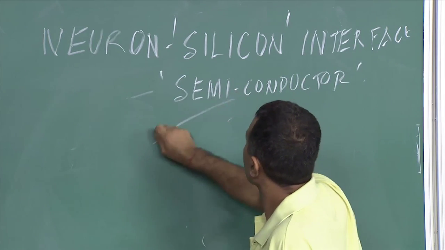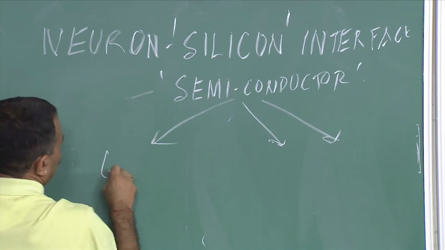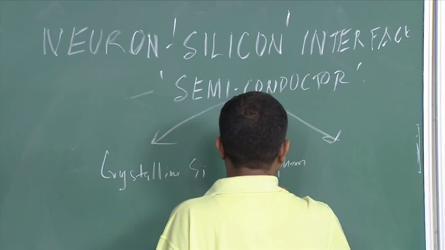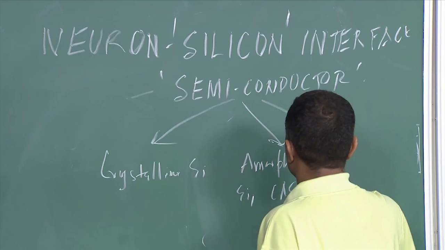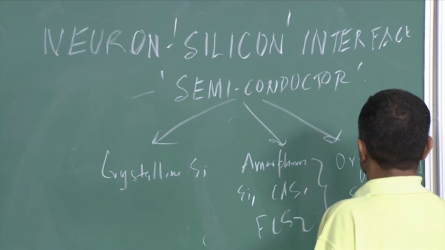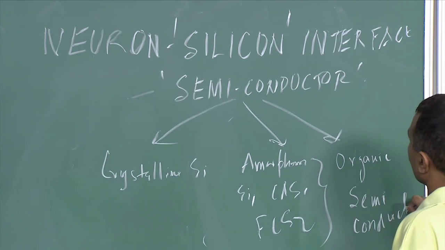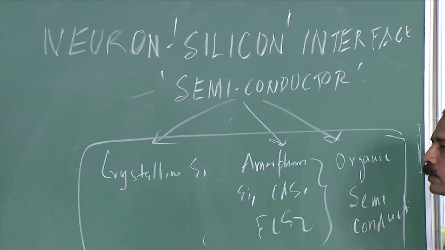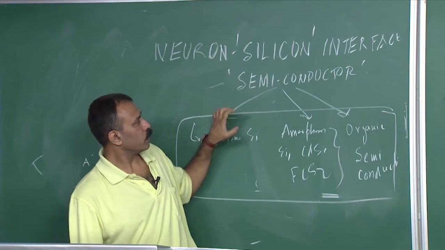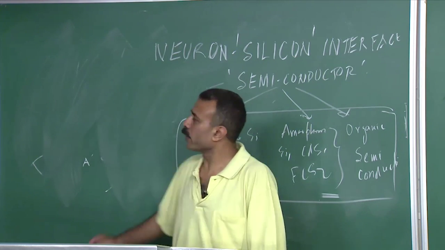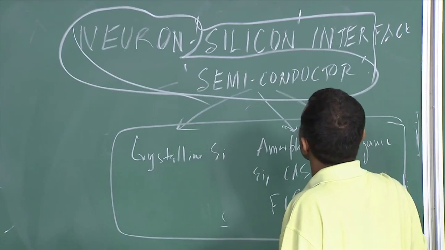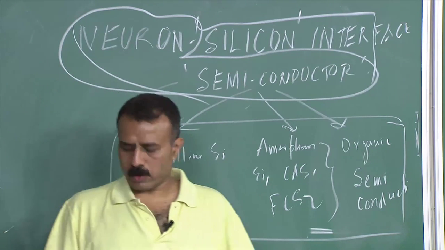Okay. And this will include everything, you know, you will have crystalline silicon, you have amorphous silicon, then you have cadmium sulfide, then you have FeS2, all the different sulfides and everything, then you have organic semiconductors and everything. So, this part can go up and up and up and up. Okay. So, any of these materials which could be used to detect the neuronal signal should fall under this broad heading of neuron silicon interface. Okay, or neuron semiconductor, sorry, neuron semiconductor interface. Fine. Now, coming back to the slides.